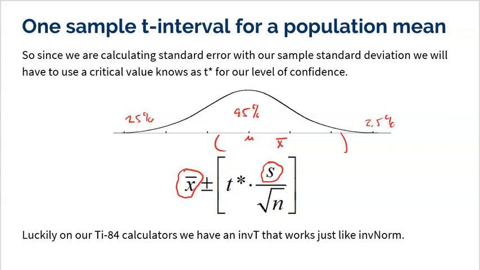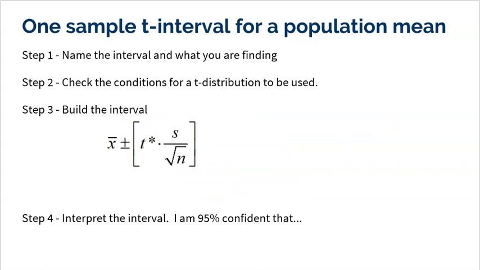All right, so if you're asked to actually build a T interval, you got to follow 4 steps. And these 4 steps should sound very familiar. Step 1, name the interval and what you're finding. I'm going to do a 1 sample T interval to find the population mean length of all largemouth bass fish in Lake Erie. Check the conditions for a T distribution. Same conditions for a normal model as well, right? Got to be random to avoid bias.